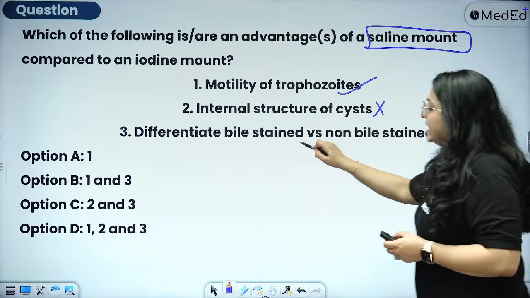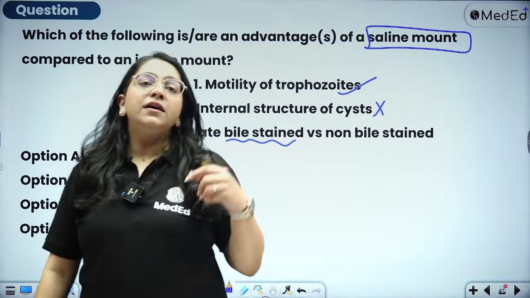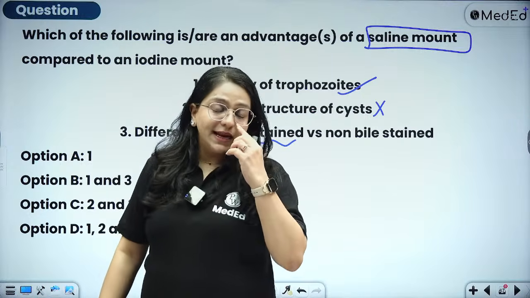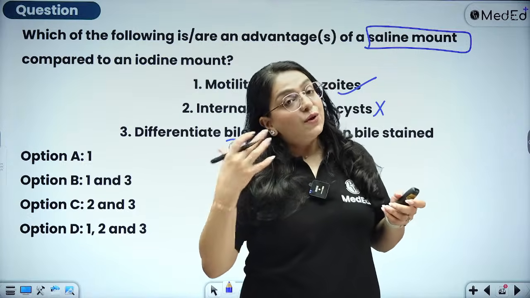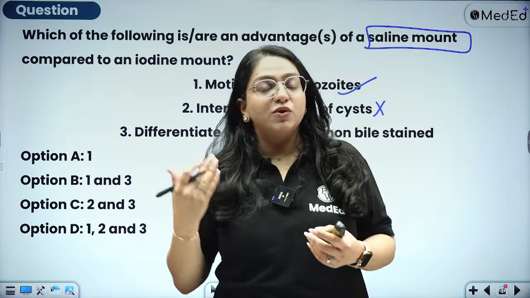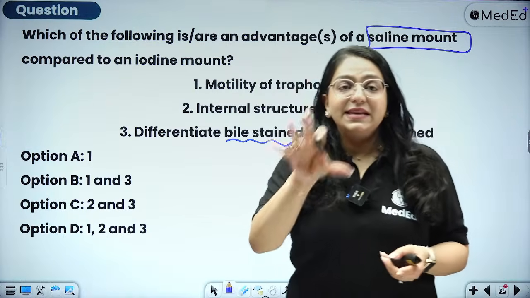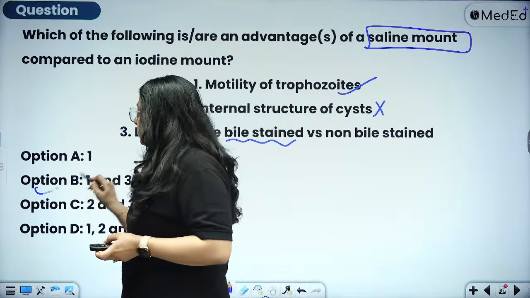Differentiate bile stain versus non-bile stain? Of course. When the eggs pass through the intestine and get stained with bile, they turn brown themselves. And iodine is also brown. So in an iodine mount, the bile staining is not much appreciated. That bile staining is appreciated in normal saline. So your answer is 1 and 3. So option B becomes correct.